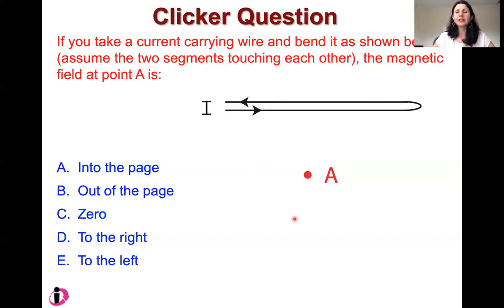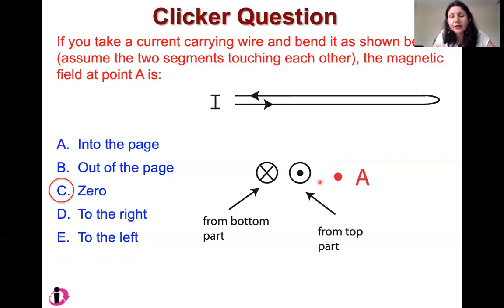So if we look at point A here, let's think about direction first. If we focus on the bottom part of the wire, the current is going down, our fingers will curl this way, so that means at point A, our fingers point into the board. So I think maybe next slide I have it. Yeah. Okay, so here we go. From the bottom part here, our magnetic field is pointing into the board.